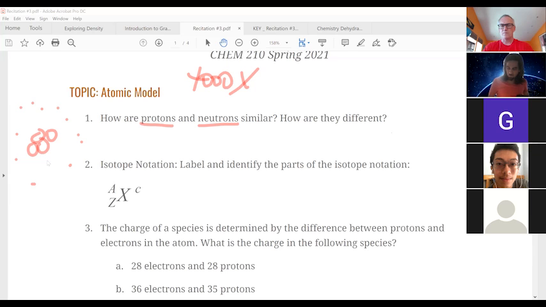Protons have a positive charge while neutrons have a neutral charge. That's right. So protons have a positive charge, and neutrons, we say, have no charge, no net charge. What else is different about them?